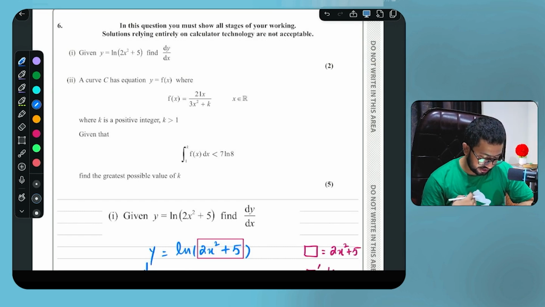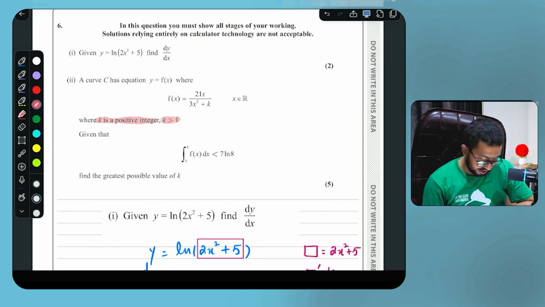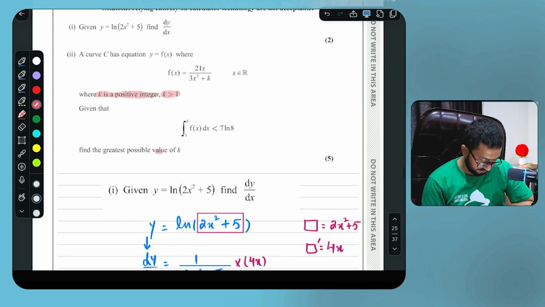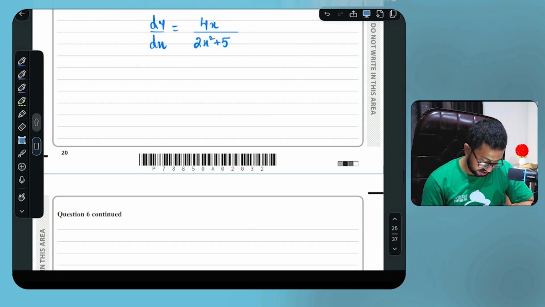A curve C has an equation where k is a positive integer, and k is greater than 1. Given that the integral from 1 to k of f(x) is less than 7 ln 8, find the greatest possible value of k. Remember, k is a positive integer and k is greater than 1. So what can we do? That part is related to integration.